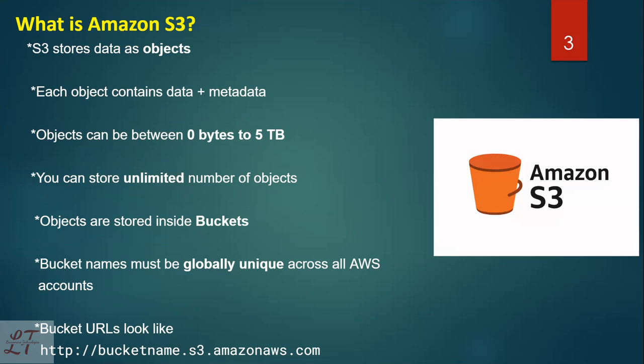An object consists of data plus metadata. Metadata is basically the information about the object. An object can store from 0 bytes up to 5 TB, and you can store an unlimited number of objects inside the bucket. Objects are stored inside the bucket. That's the main key point that you need to remember. The name of the bucket should be globally unique across all AWS accounts. The bucket URL looks something like this, and there's a bucket name in the bucket URL.